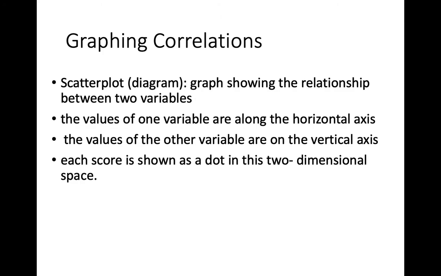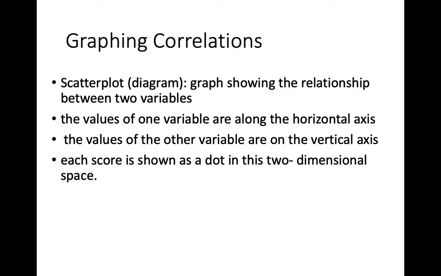So to graph correlations, we create scatter plots. And scatter plots are diagrams or graphs showing the relationship between two variables. The values of one variable are plotted along a horizontal axis, and the values of the other variable are plotted along a vertical axis, and then each score is shown as a dot in this two-dimensional space. So each observation, or in psychology and social behavioral sciences, we can think of each person or each participant, will have two values. They'll have a value on an x variable, and they'll have a value on a y variable.